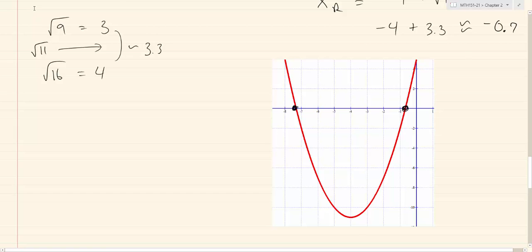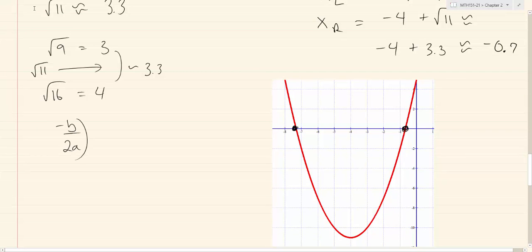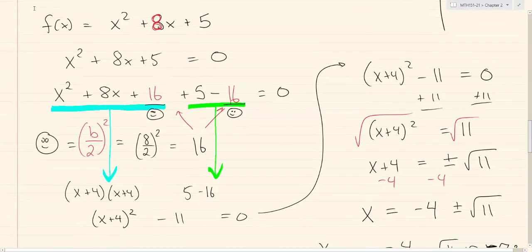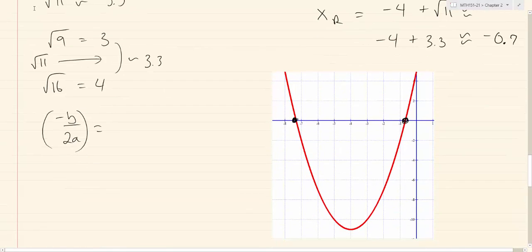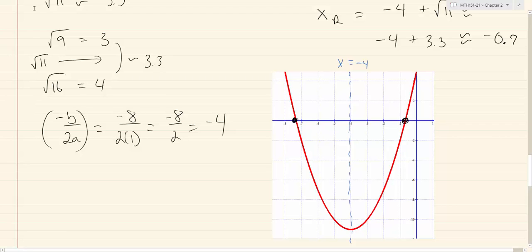Where's our line of symmetry? Opposite of b over 2a, remember that from yesterday? So from our equation, b is 8 and a is 1. So that would be opposite of 8 over 2 times 1, which is negative 8 over 2, which is negative 4. So that means our line of symmetry is x equals negative 4.